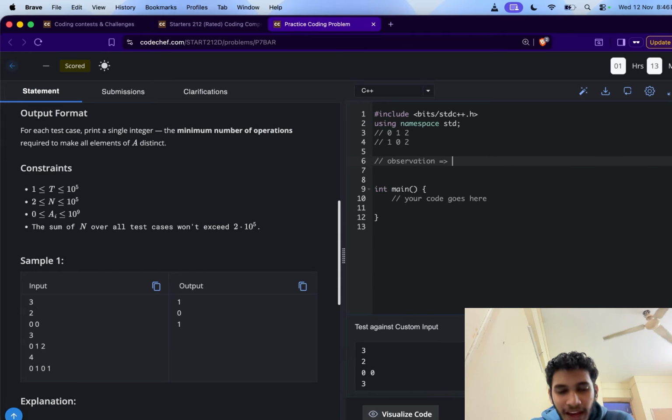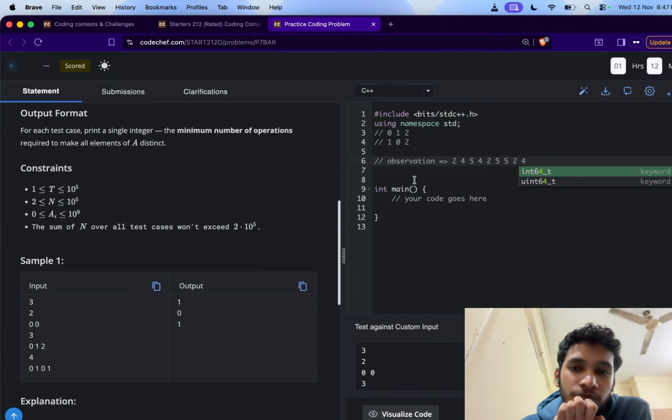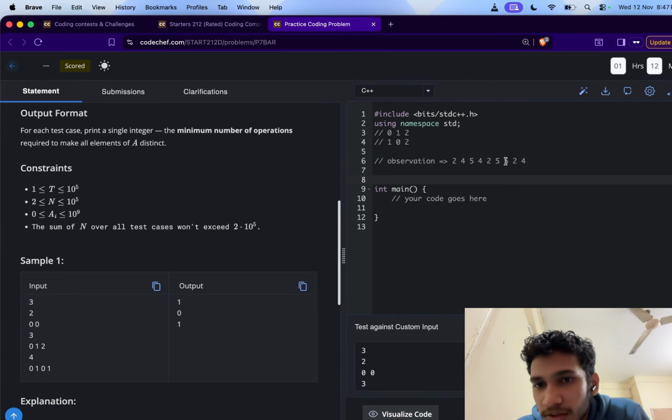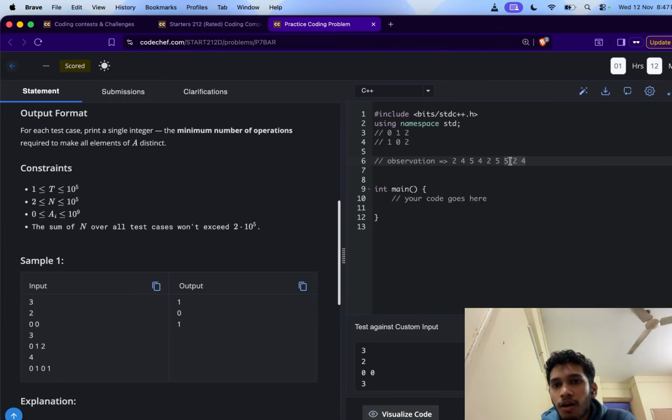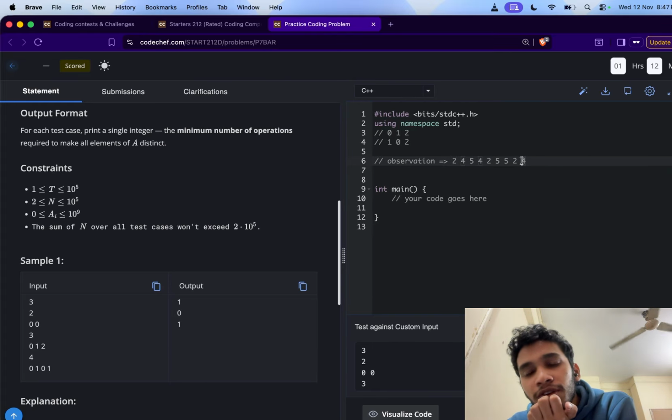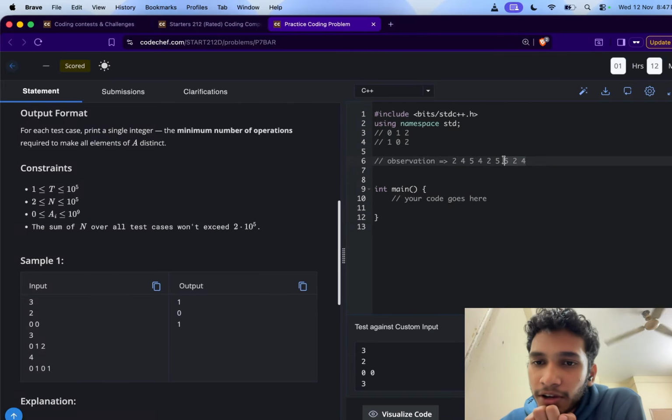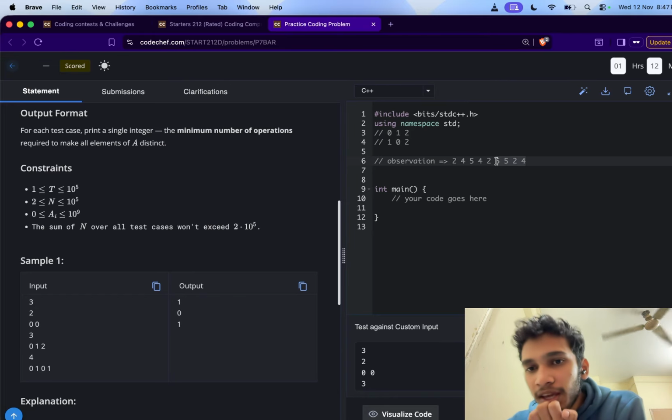Let's say we had 2, 4, 5, 4, 2, 5, 5, 2, 4. Okay, what do we see? These three elements. Let's see the array from the right. This is our vision, seeing from right to left. So 4 occurs the first time, 2 occurs the first time, 5 occurs the first time. Now again a 5 occurs.